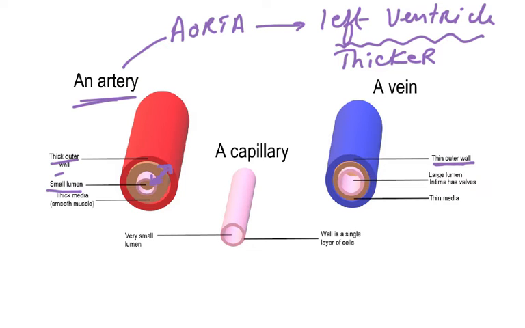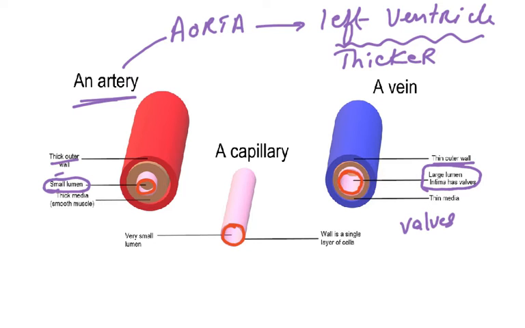Then the artery has a small lumen. The vein has a large lumen, and it has valves in it. And then when you see the capillary, what is left? If you look at it more carefully, it's just that inner layer which is left in the capillary. This layer was in all the three.